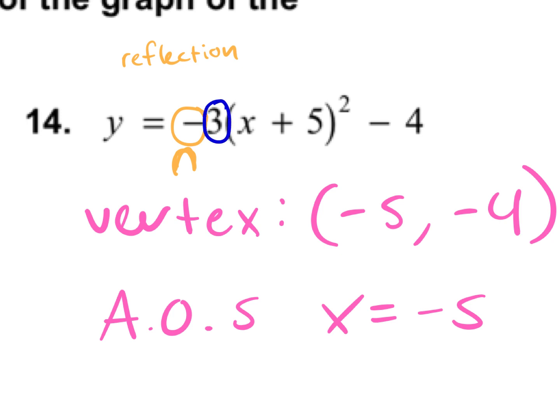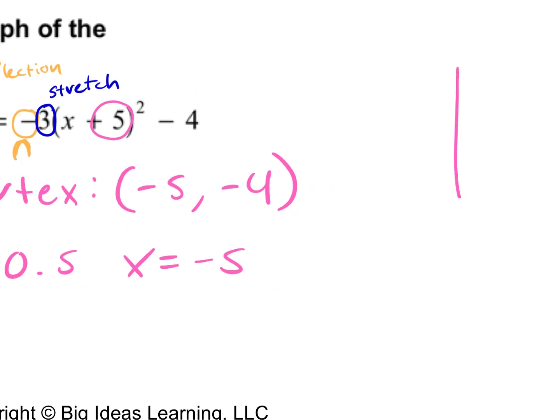When we multiply by 3, what does that do to our graph? Just remember, when we multiply by a number, it's either a stretch or a shrink. What does 3 mean that it's going to be? A stretch. Awesome, because it's greater than 1. And then when we add 5 on the inside, let's think about our graph. Our vertex is at -5, -4. So we go to the left 5 and down 4. So what does adding 5 on the inside do to our graph? Moves it which way? Left 5. Awesome. And then subtracting 4 on the outside? Down 4.